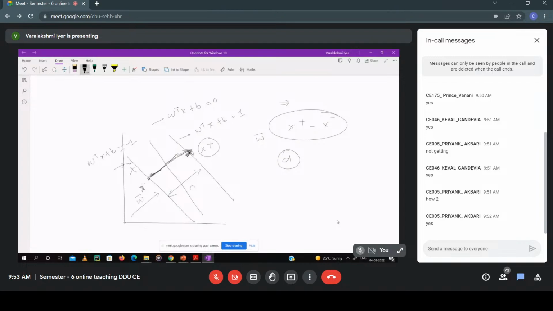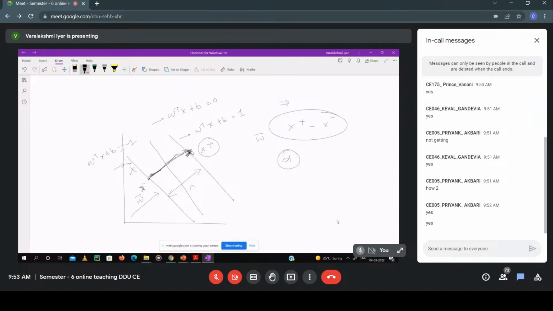So ultimately your margin equation will come to something like this. It will be 2 upon mod of w, the magnitude of w. This will be the margin value that you have to maximize. Are you getting the point?